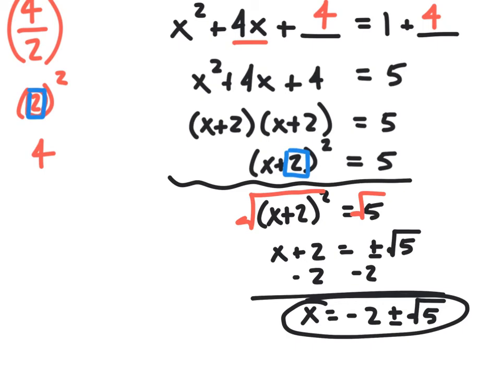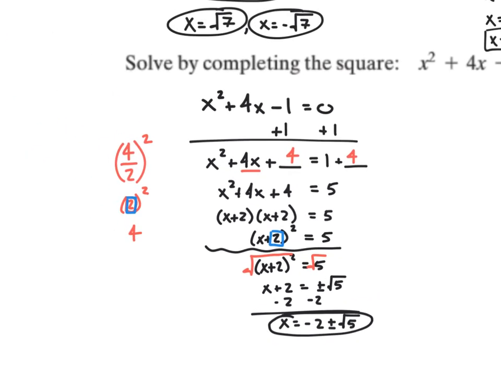Notice how it didn't come out nice and neat, and that's because it doesn't factor. Sometimes these do come out nice and neat, but oftentimes they don't. So that's how we complete the square.